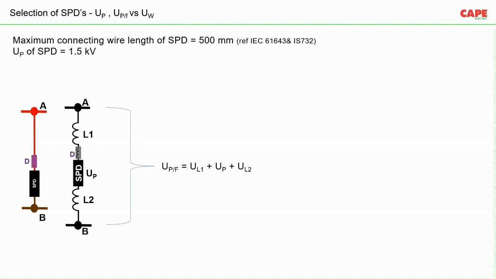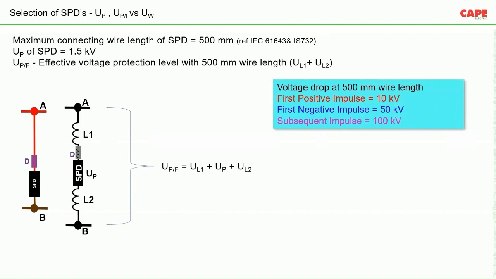So if we go as per standard IS 732 and IEC 61643, we have considered a wire length of 500 mm. And let us calculate the effective voltage protection level. So the voltage drop across a 500 mm wire length, in case of the first positive impulse, will be 10 kV, as we have earlier seen that 20 kV was for 1 meter of wire length. So for half a meter of wire length, the voltage drop will be 10 kV.